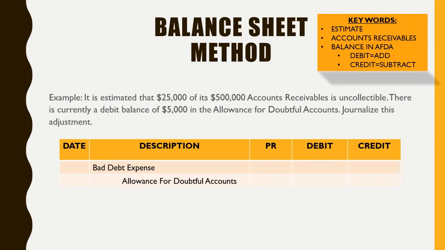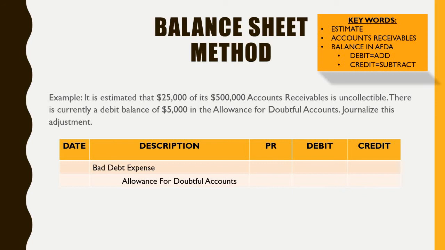So in this case, if $25,000 of my accounts receivable is to be uncollectible, and I currently have, out of those $500,000, I already know that $5,000 of them during the given period was already potentially bad debt. Therefore, I have a debit balance of $5,000. So here's the method: if I have a debit balance, I'm going to add that balance amount to my estimated amount, so that's going to be my total amount that I'm going to write off.